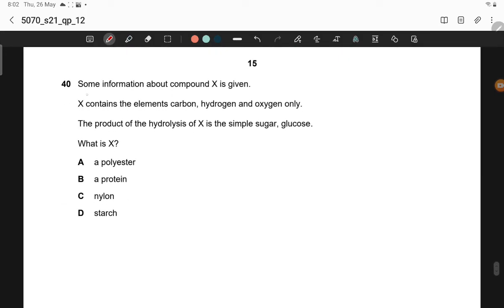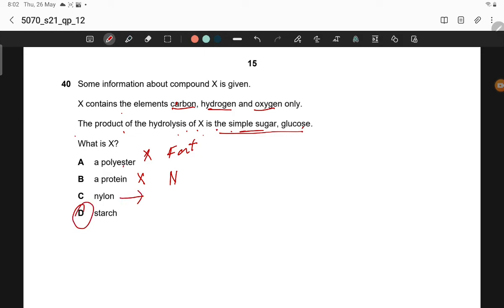Question number 40. Some information about compound X is given. X contains the elements carbon, hydrogen and oxygen only. The product of the hydrolysis of X is the simple sugar glucose. What is X? It is not polyester, not protein. Carbon and hydrogen, nitrogen is present in protein, and not polyester because polyester is fat. And the product of the hydrolysis of X is the simple sugar. So this must be starch.